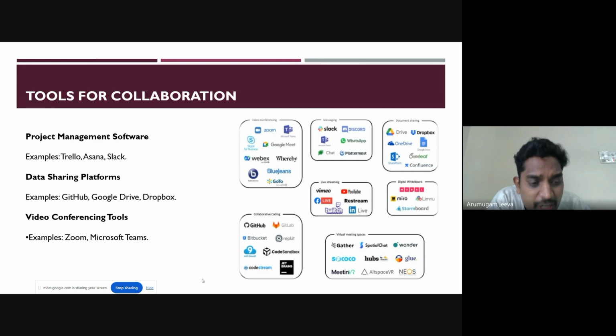For video conferencing, right now we are using a lot of video conferencing tools. Likewise, for each and every collaboration aspect, there are so many tools available which we are using effectively. Without paying a single penny from our pocket, right now we are able to connect with each other. We can collaborate with each other. Those are the tools which I have shown here. Okay.